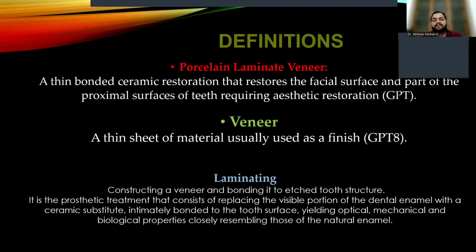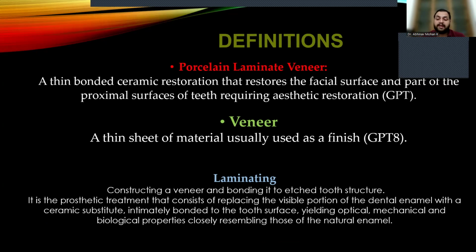So, moving on to the definition of a porcelain laminate veneer. A thin bonded ceramic restoration that restores the facial surface and part of the proximal surface of teeth requiring aesthetic restoration is defined as a porcelain laminate veneer. Veneer means a thin sheet of material usually used as a finish. Laminating means constructing a veneer or bonding it, etched, to the tooth structure. So it is the prosthetic treatment that consists of replacing the visible portion of the dental enamel with a ceramic substitute intimately bonded to the tooth surface, yielding optical, mechanical, and biological properties closely resembling those of natural enamel.